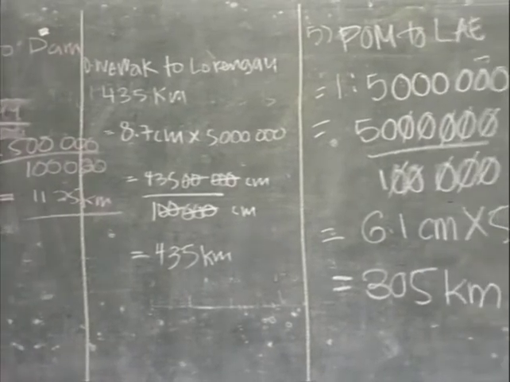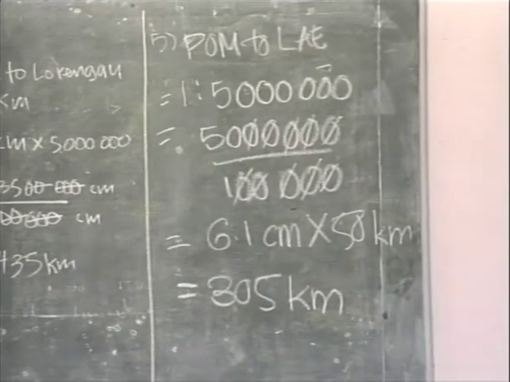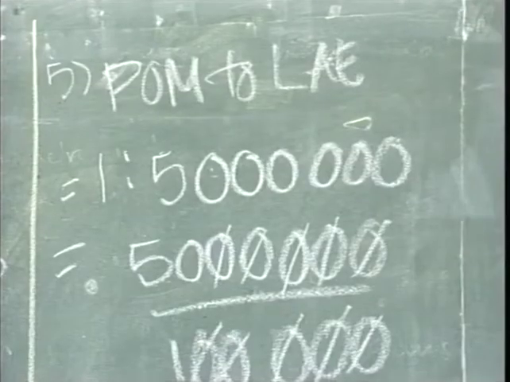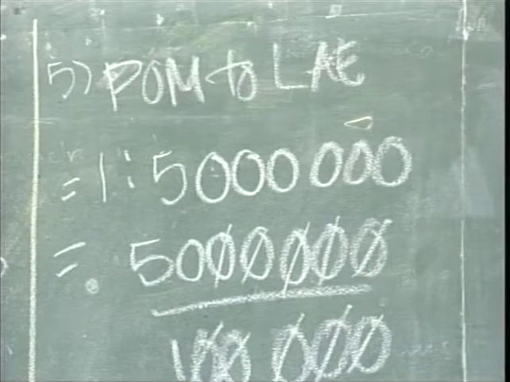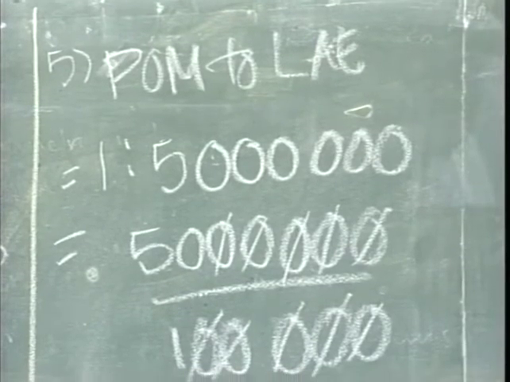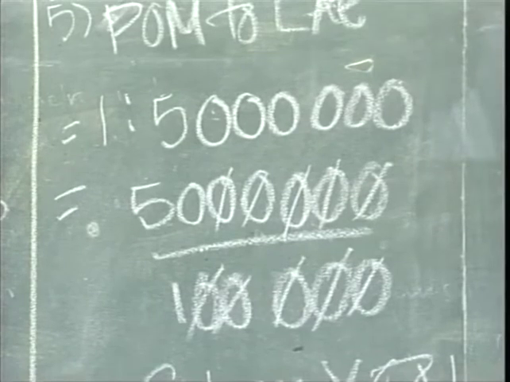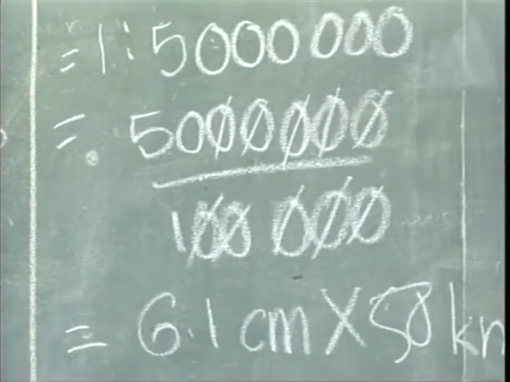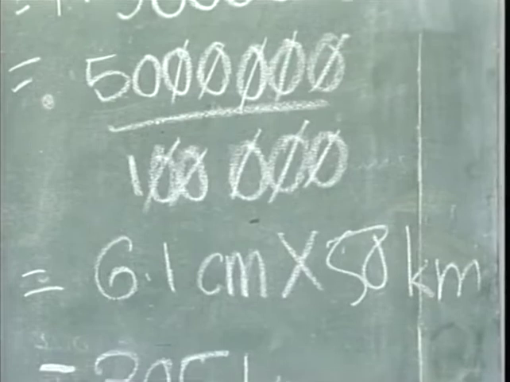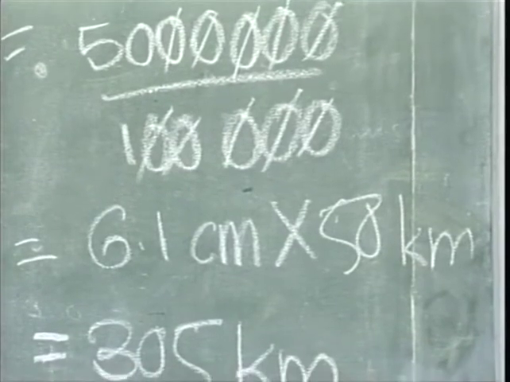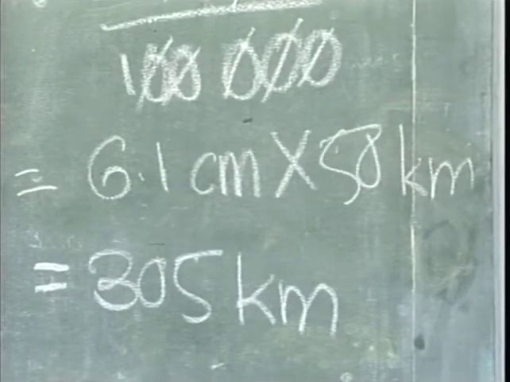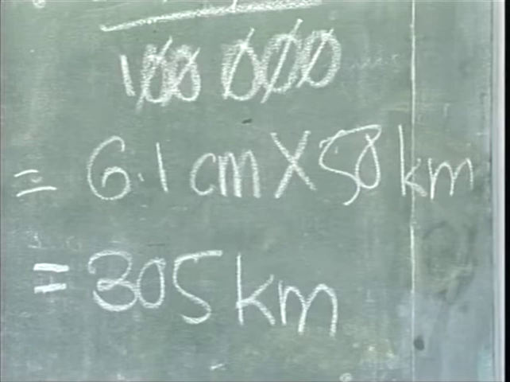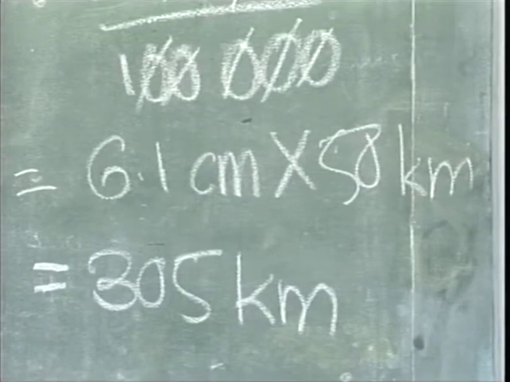Finally, the last one, Port Moresby to Ley. How I got my answer from Pom to Ley is I firstly converted 5 million centimeters into kilometers, and I got 50 kilometers, and then I measured from Pom to Ley, I got 6.1 centimeters, and I multiplied it by 50 kilometers, and I got 305 kilometers for my answer. Okay, very good. Again, she's followed the different steps, but still she came up with the correct answer.